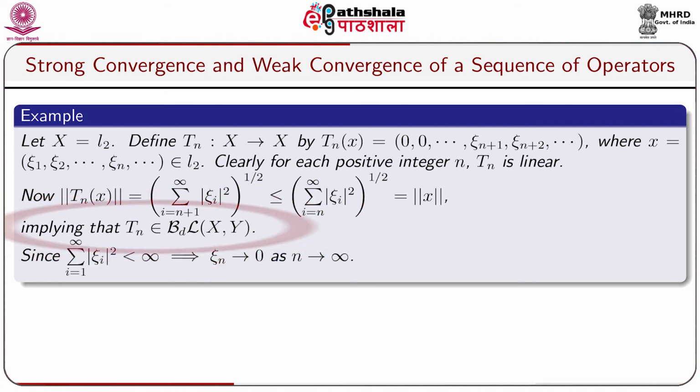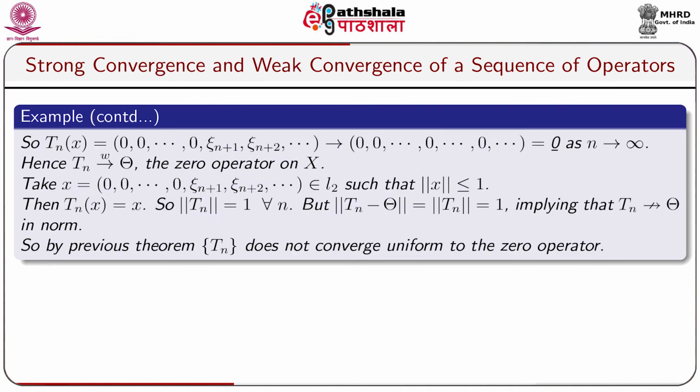Since sigma i equal to 1 to infinity modulus of xi i square is finite, this implies that xi n goes to 0 as n tends to infinity. So, Tnx equal to 0, 0, up to the nth place 0, comma xi n plus 1, comma xi n plus 2, dot, dot, dot, this goes to all coordinates 0, which is equal to the zero vector as n tends to infinity. Hence, Tn converges to the 0 operator weakly on X.